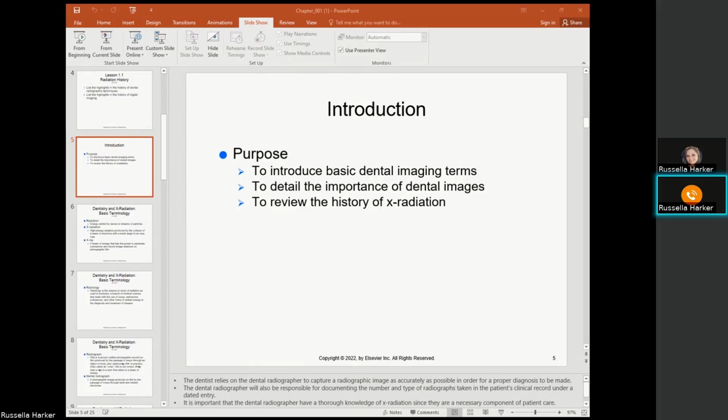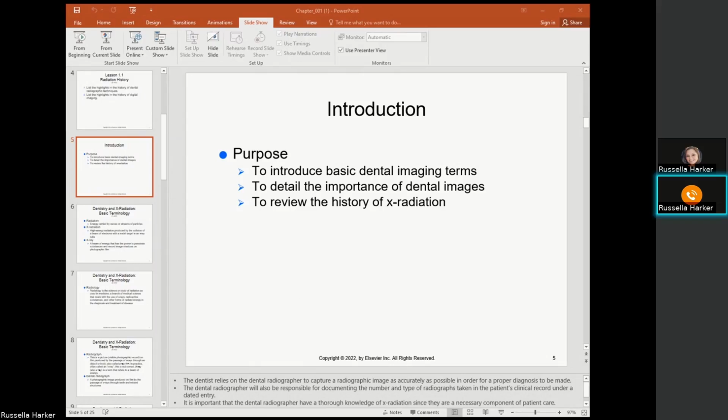An image is a picture or likeness of an object. So when we get an image of a tooth, it's a picture or a likeness of that object. An image receptor is the recording medium. An example of that includes X-ray film, which is the older traditional film that we take X-rays on, a phosphor plate, or a digital sensor.